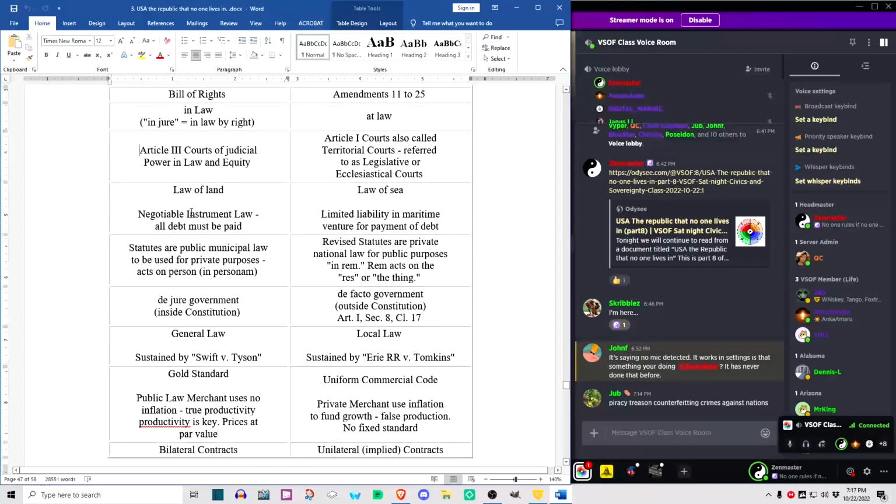Okay, so this side again, negotiable instrument law, all debt must be paid. This is an aspect of gold and silver is money. This side, limited liability for maritime venture and payment of debt.